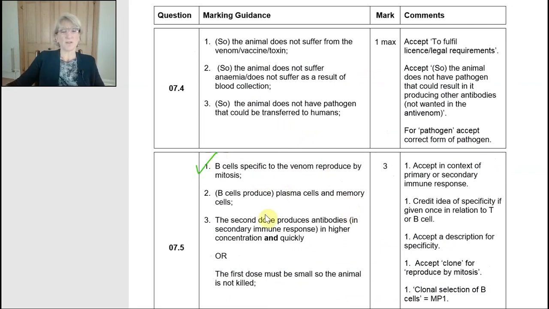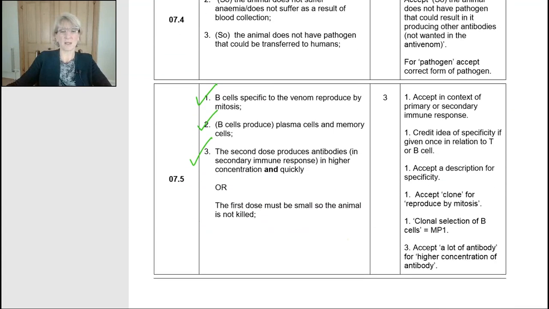I got that mark. So notice again that the mark scheme here is all about the B cells, and T cells are hardly ever referenced in mark schemes. I put them in. I would always say put them in just in case, but it's worth noting that the answers always focus on the B cells. Second dose produce antibodies in higher concentration. So I got that mark. I don't have to have said what was in the brackets.